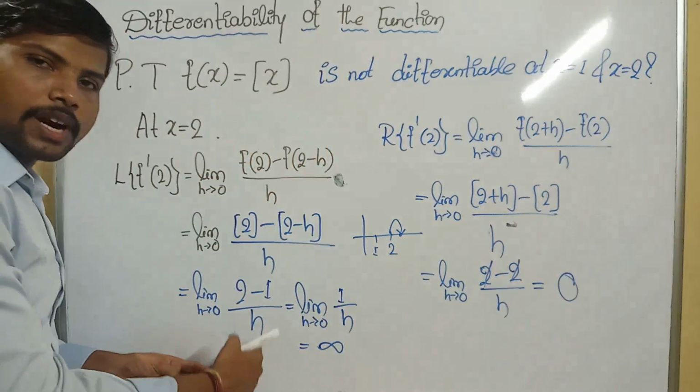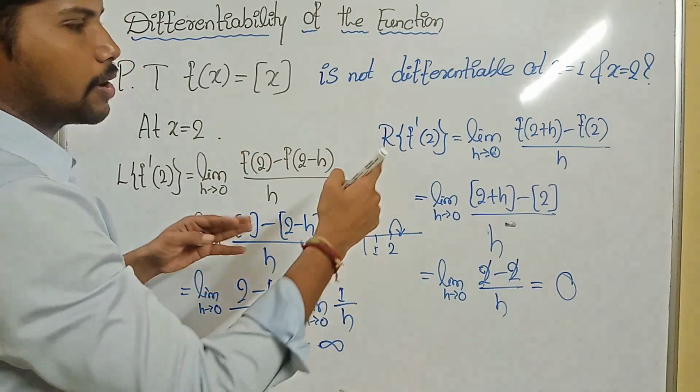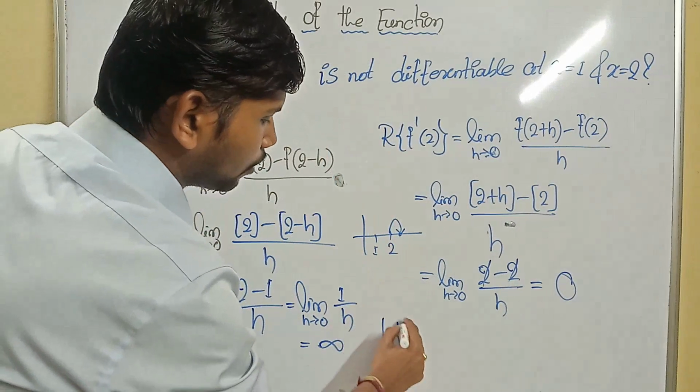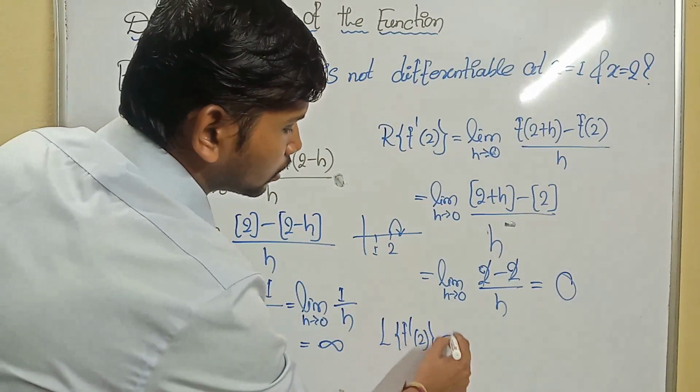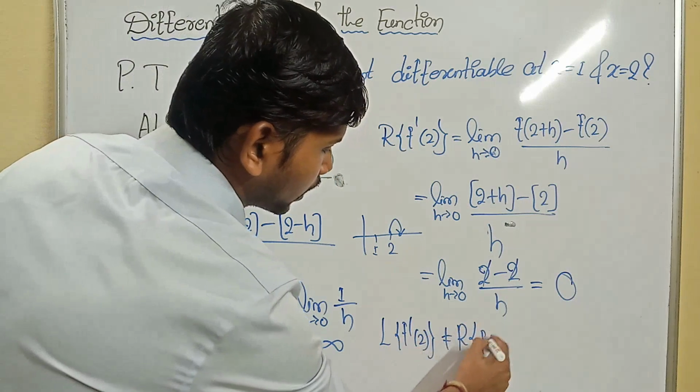So the left-hand derivative is infinity, and the right-hand derivative at 2 is 0. That's why L of f dash of 2 is not equal to r of f dash of 2.